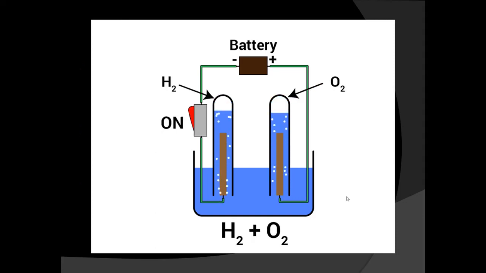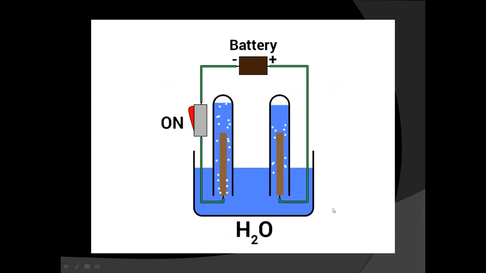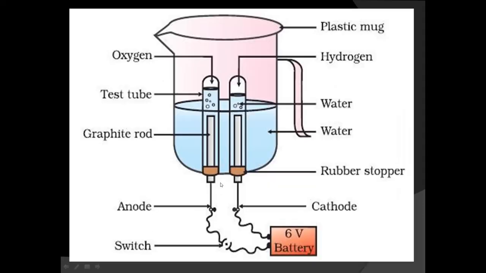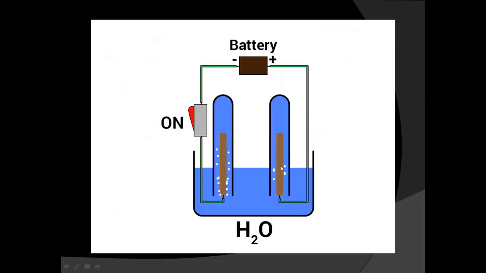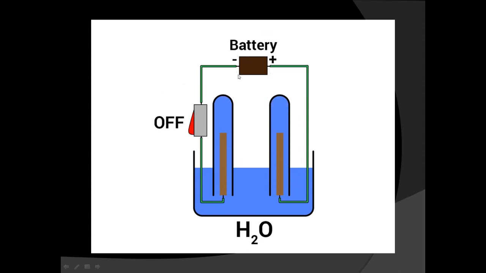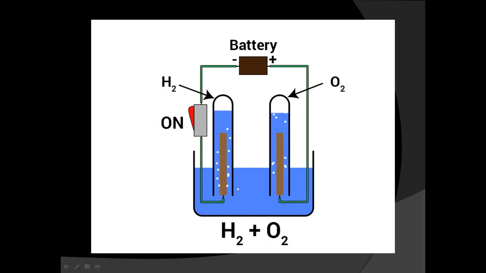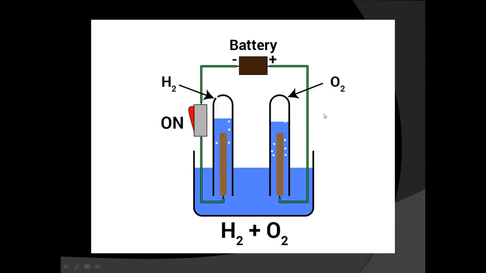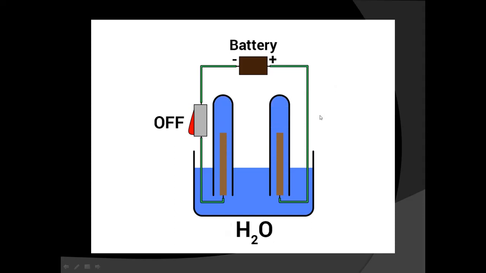Here is how the separation takes place. You can observe in this picture, we have taken water in the trough and a battery, and the battery is connected to the electrodes. Graphite rods are taken as electrodes, and when the switch is on, the current starts passing and this water gets separated. H2O is separating and forming hydrogen and oxygen. Hydrogen gas is collected in one test tube and oxygen gas in another test tube.